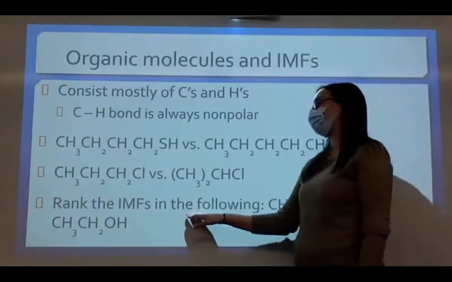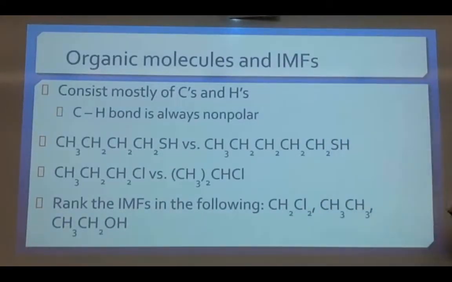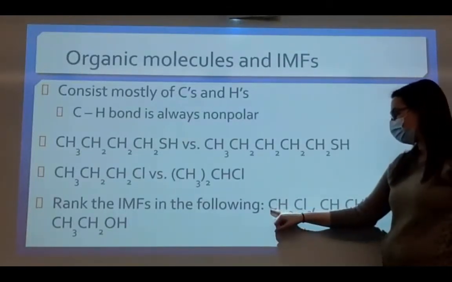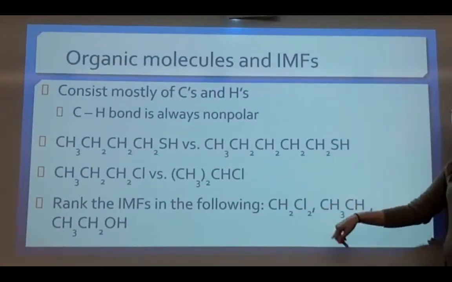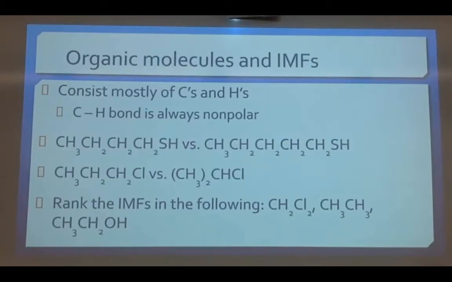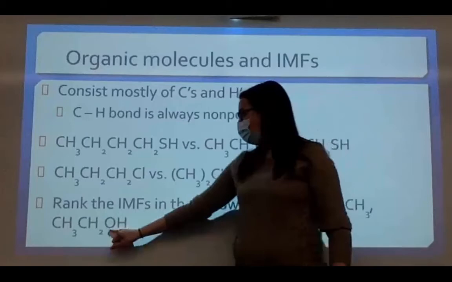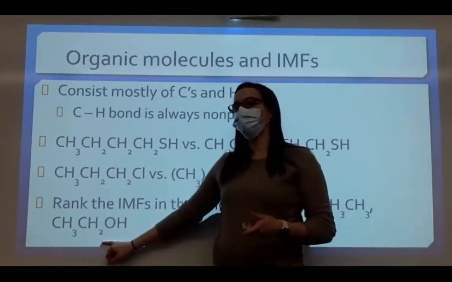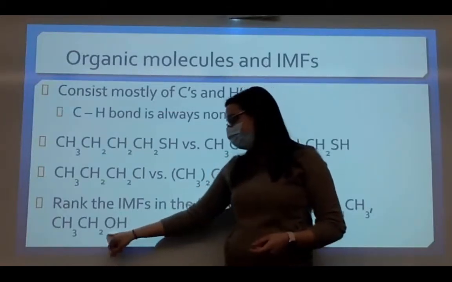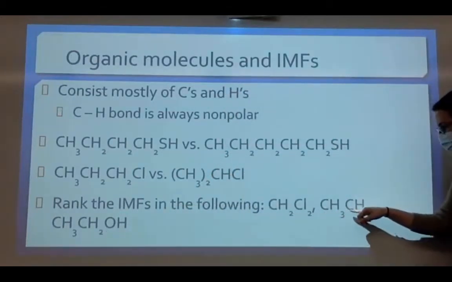Rank the intermolecular forces. So you're just looking at the Lewis structure. Is it polar or nonpolar? Can it hydrogen bond? If you're drawing the Lewis structures and you notice it's all C's and H's, it's only dispersion. If you notice an OH at the end or an NH at the end, that tells you it's going to hydrogen bond. So I'm trying to show some tricks with looking.